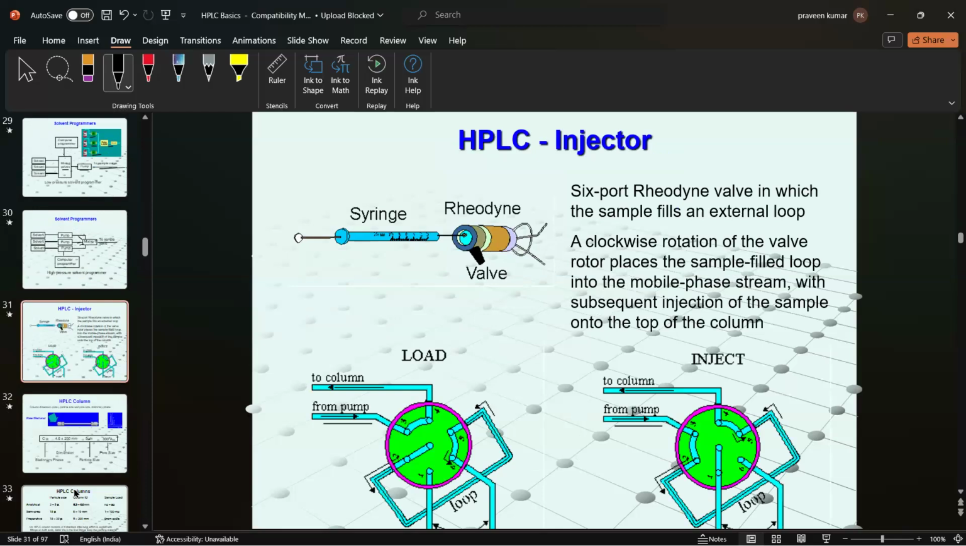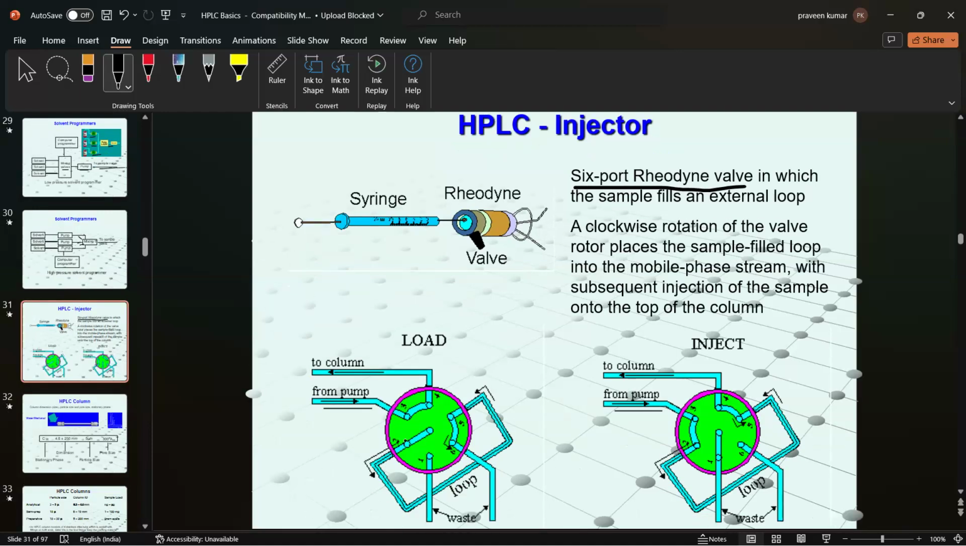The sample injector present in the HPLC is known as the six-port Rheodyne valve, which is very important, guys. This injection is very important. It consists of the six-port Rheodyne valve, and it injects the sample in a unidirectional flow. It has two positions, the load position and the inject position. In load position, the mobile phase moves from the pump to the column, while in inject position, there is an interconnection of this valve, by which the pump creates a loop and the sample enters into the column.